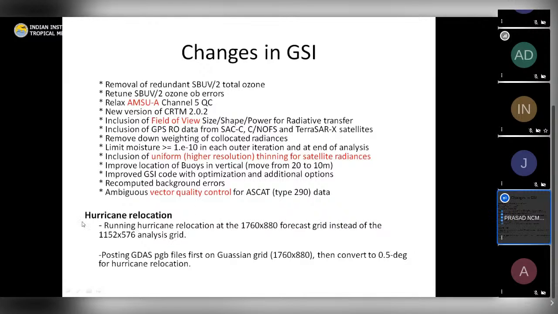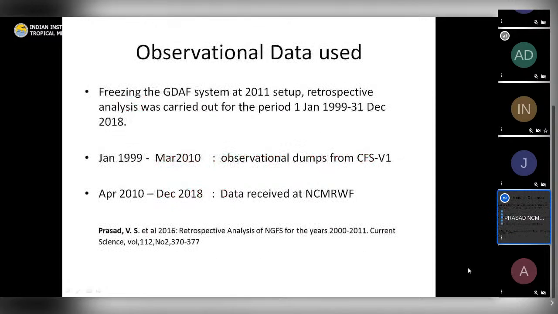Another thing is we introduced new cyclone relocation procedures, and this is a major change. With these changes frozen, we ran the data analysis for the 1999 to 2018 period. In India, before 2010, in the early part of the NCMRWF system, we used only the data coming through the GTS, which was the main source. So a lot of satellite data was not being used here.